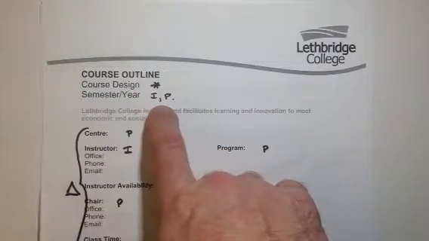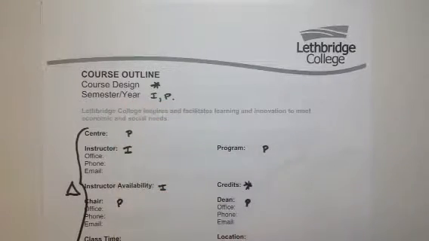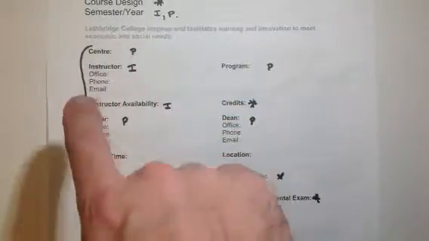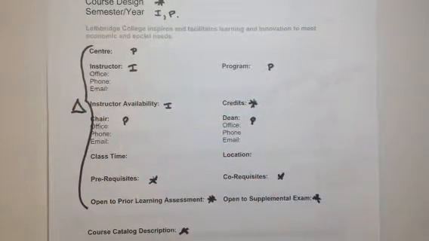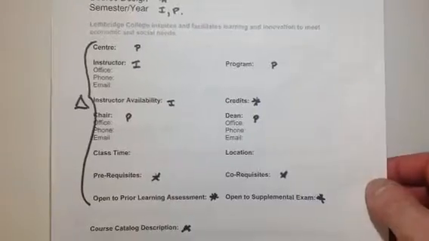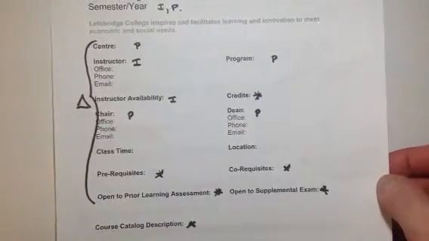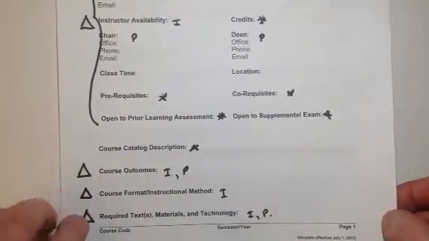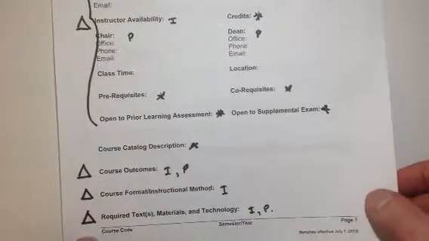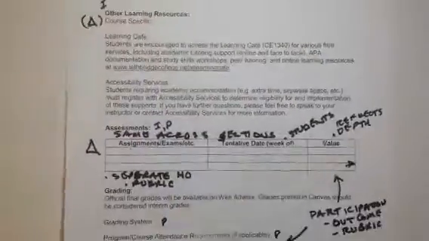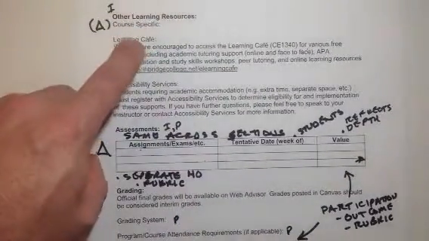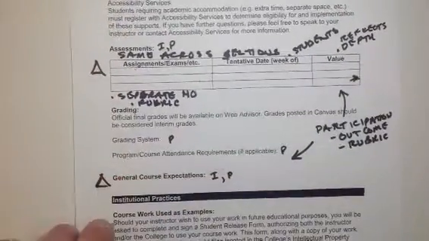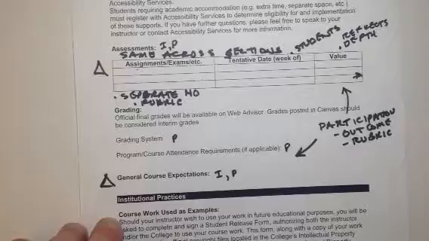This one can be decided by yourself and or the program in terms of which semester or year this is going to be taught. The center section, for example, you can see we have a triangle here. This whole section can be changed depending on some of the detail that needs to be. So you can see that area there, as well as course outcomes, course format and instructional method, required text, materials, and technology. And of course on the back side, some specific course-specific learning resources, assessments, and general course expectations.